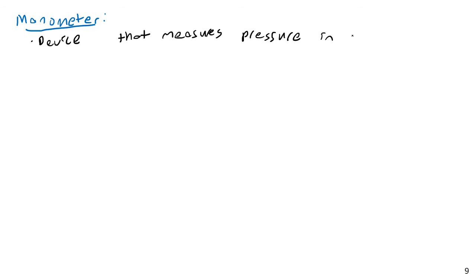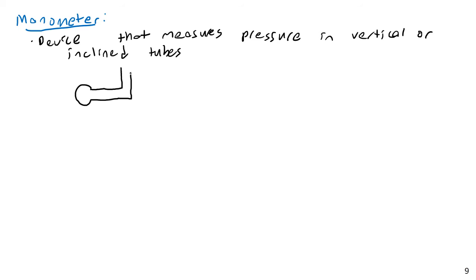In vertical or inclined tubes. Alright, so you have something like this. Say we have a pressurized system like a boiler or something, and I want to see what kind of pressure this thing is under. So this would work well for an old-timey steam boiler or something.